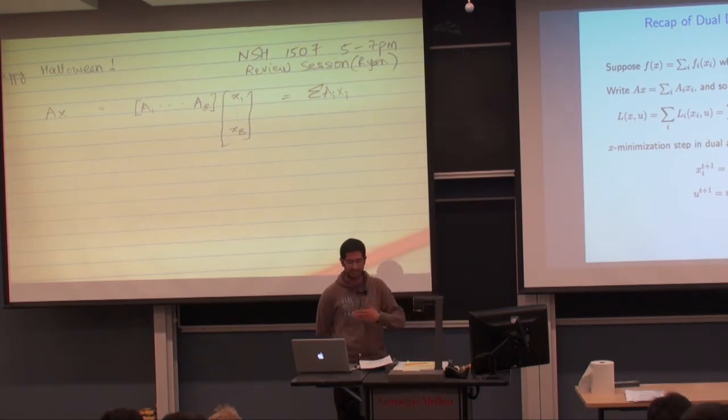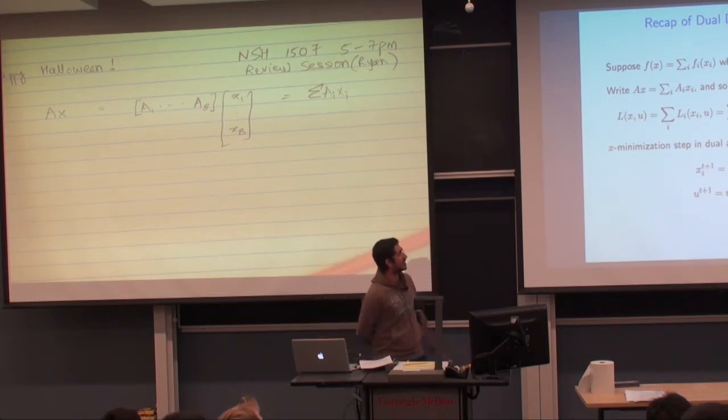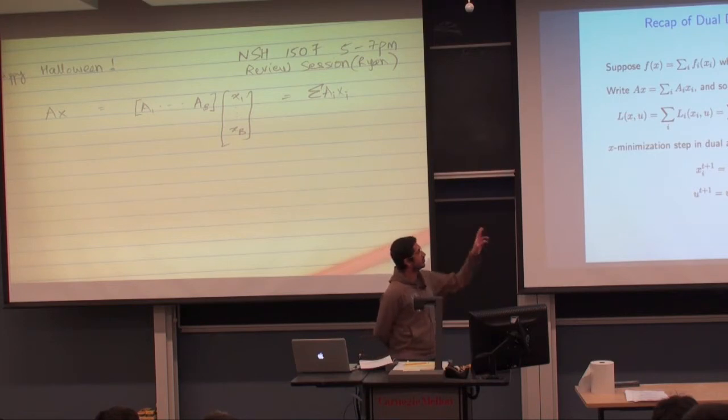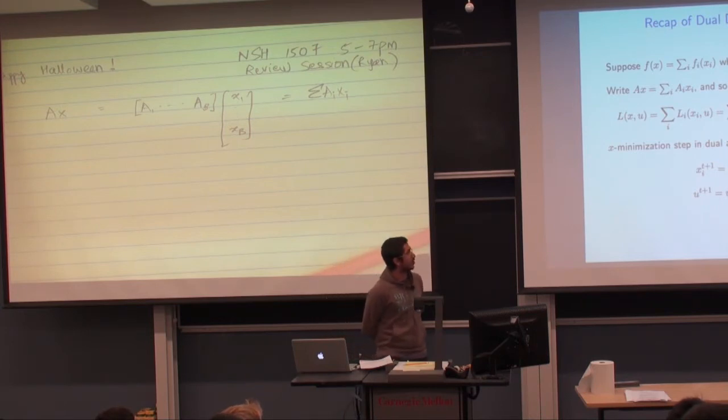And then if you wrote down your Lagrangian, it turns out that the Lagrangian would just decompose over all those functions. So you just have f of x, which is the sum of fi of xi, and you have Ax minus b, which decomposes into the sum of Ai xi minus 1 by n times b. And you have a u transpose there for the dual variable. So if you wrote down your Lagrangian, it would just decompose into smaller parts, right?